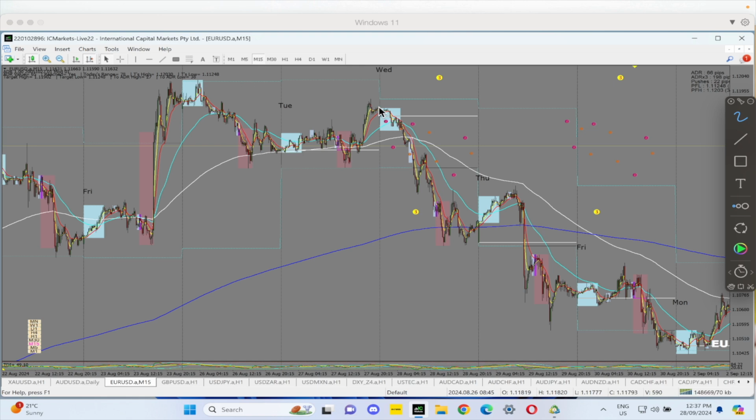you could have taken this second leg right here. And I know for some, it was going to be difficult to say, oh yeah, but I didn't see an M formation there. If you don't see the setup, then don't trade it. For example, right here, they quickly moved away with price, which was going to be difficult for you to take the trade.